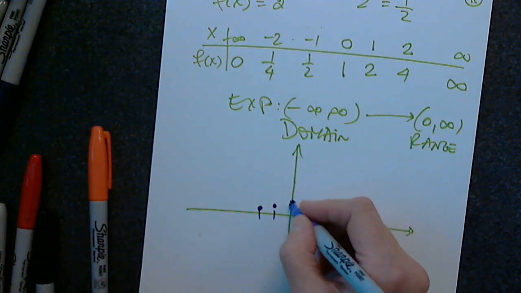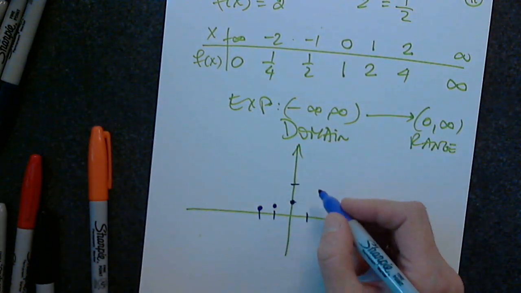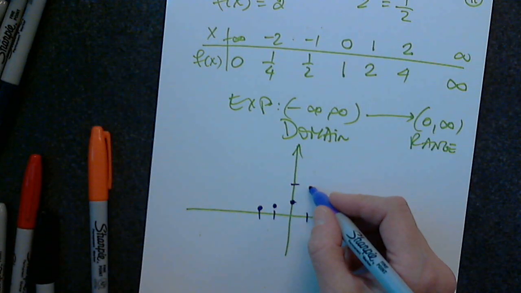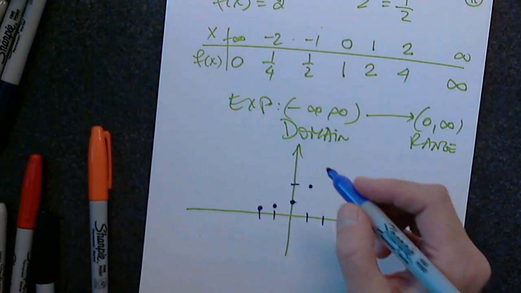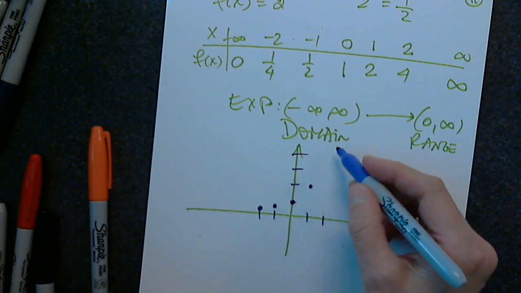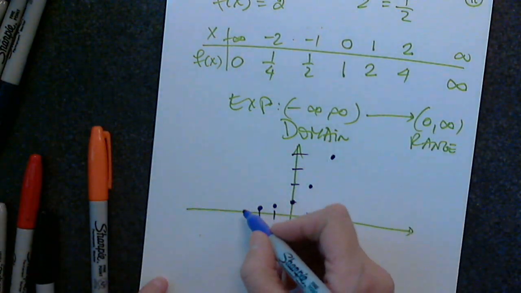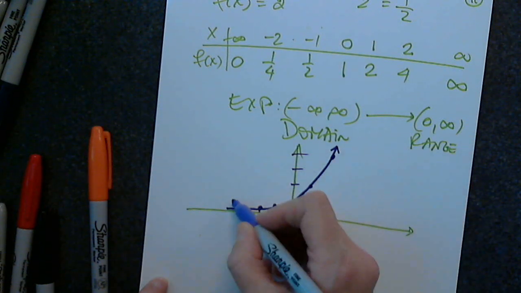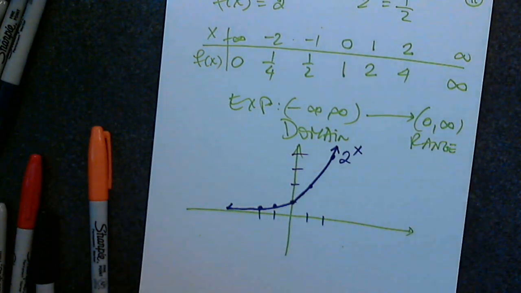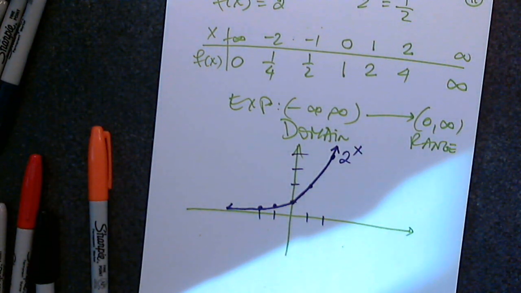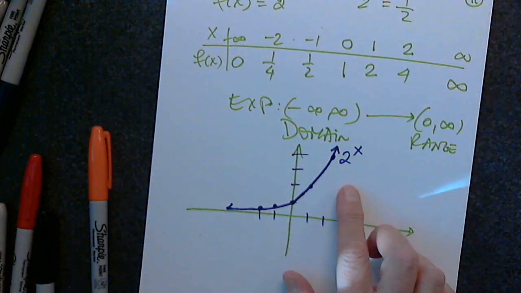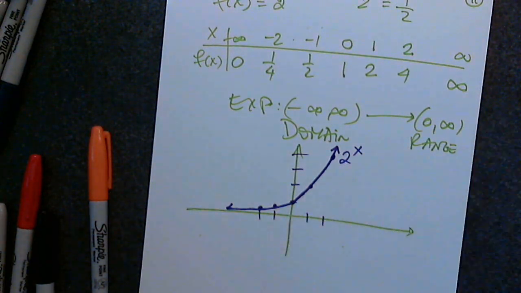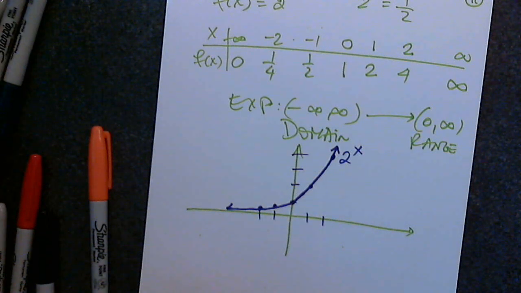0, 1. Excellent. Next ordered pair. 1, 2. Very good. Excellent. Next ordered pair. Excellent. The fastest growth possible, exponential. Now, I'm not saying with base 2, but I'm saying the fastest growth from all functions we looked at.